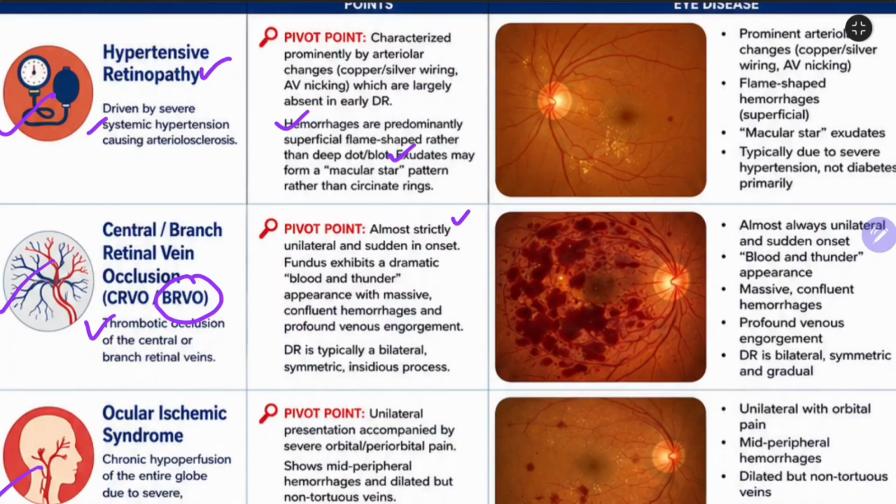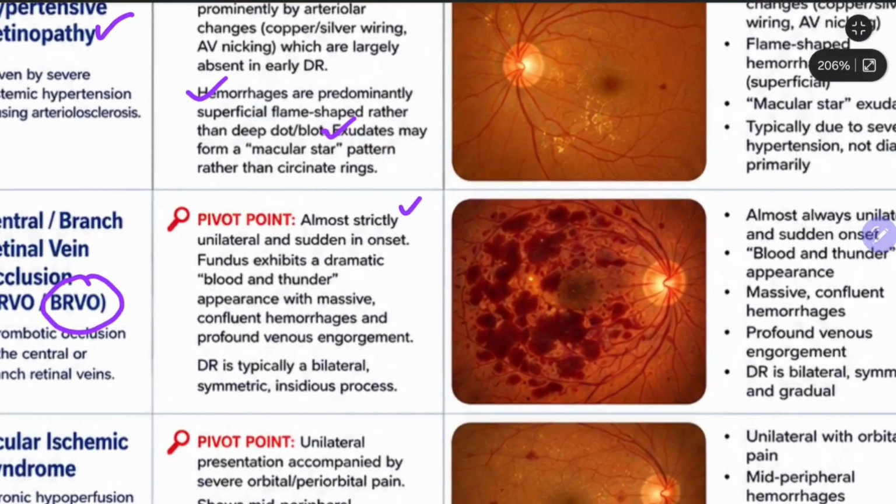So what is the different point? Almost strictly unilateral and sudden in onset. Fundus exhibits a dramatic blood and thunder appearance with massive confluent hemorrhages and profound venous engorgement. Diabetic retinopathy is typically a bilateral, symmetric, insidious process, but this is a sudden, unilateral process. You can see here a lot of confluent hemorrhages in the eye. So it is an example of CRVO because it's covering all the quadrants.